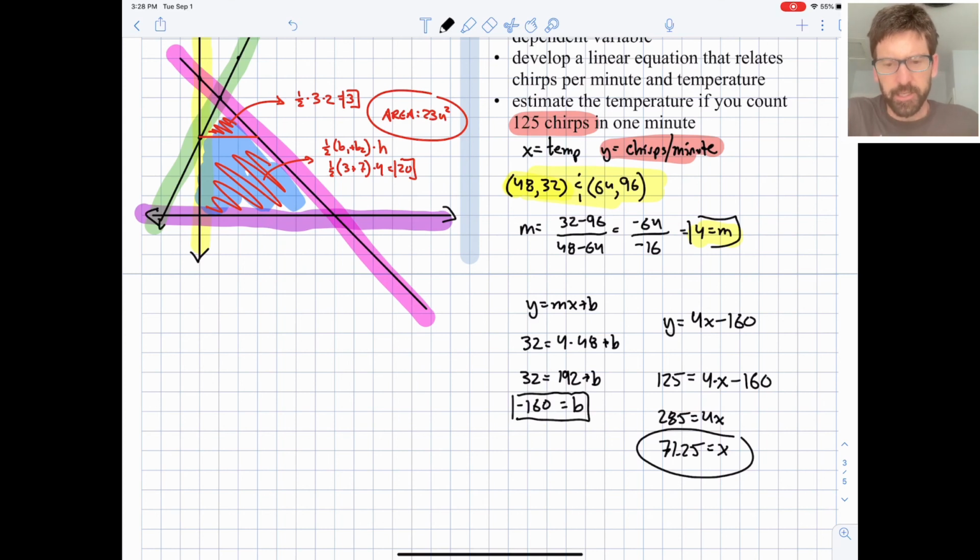125 chirps. It's bigger than each of the numbers we've seen so far for chirp, so it seems like it checks out. It seems like it makes sense. A little over 71 degrees. Phew, we did it. Nice. That's a good place to stop.